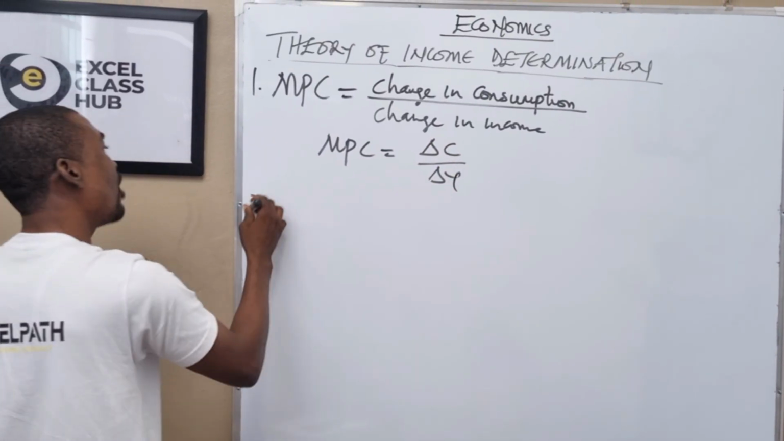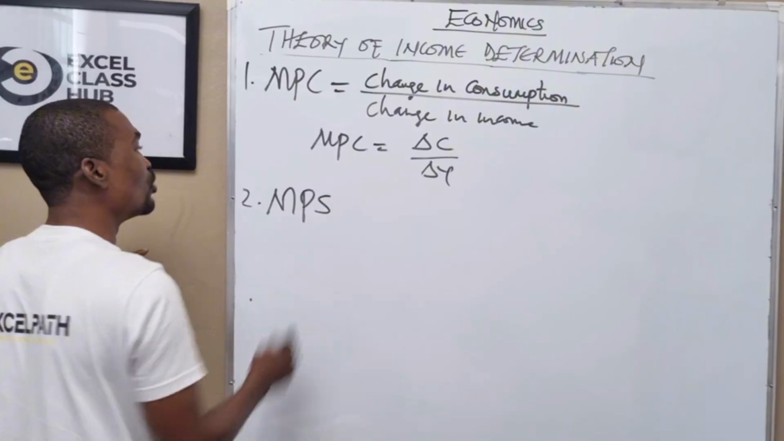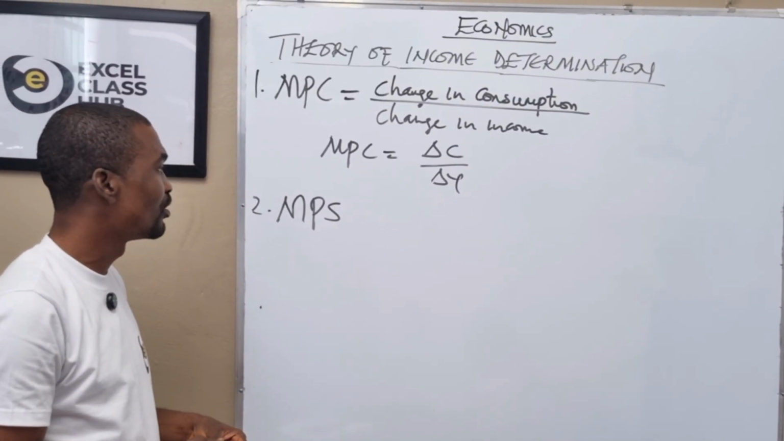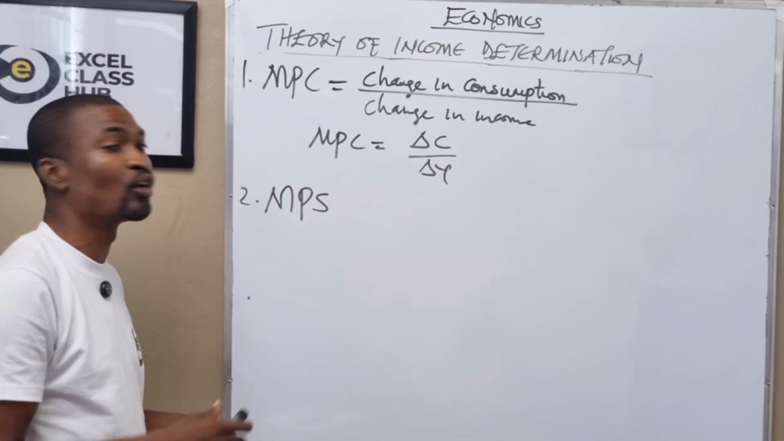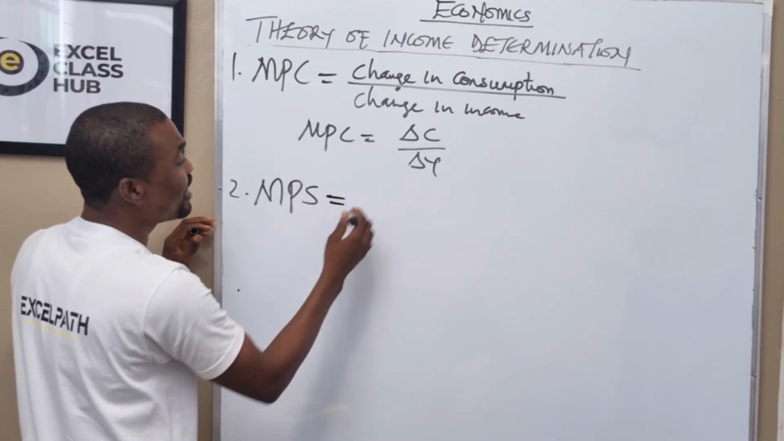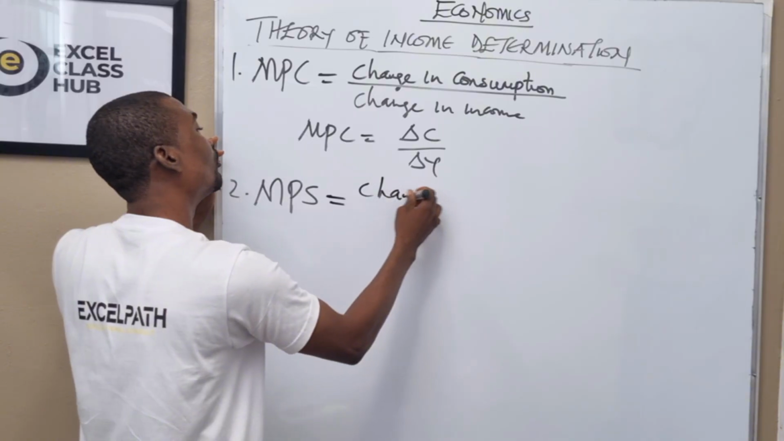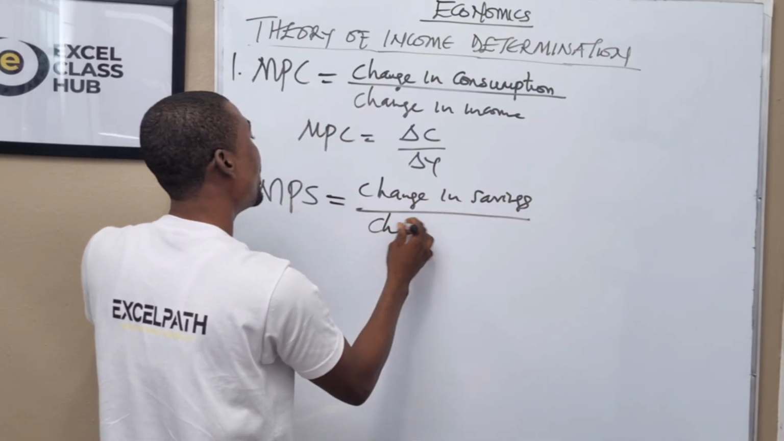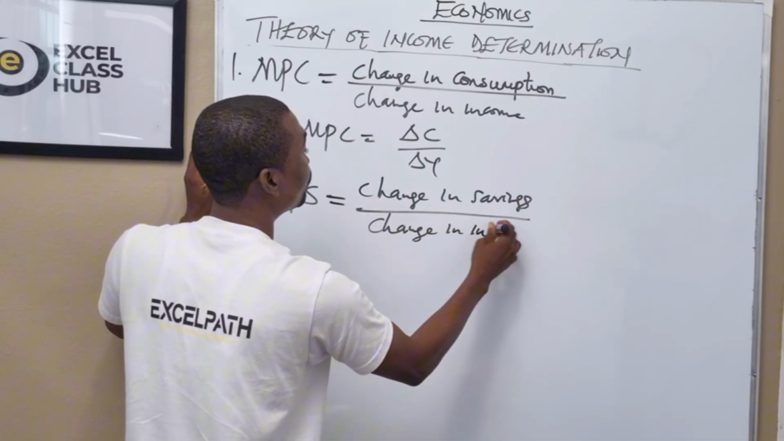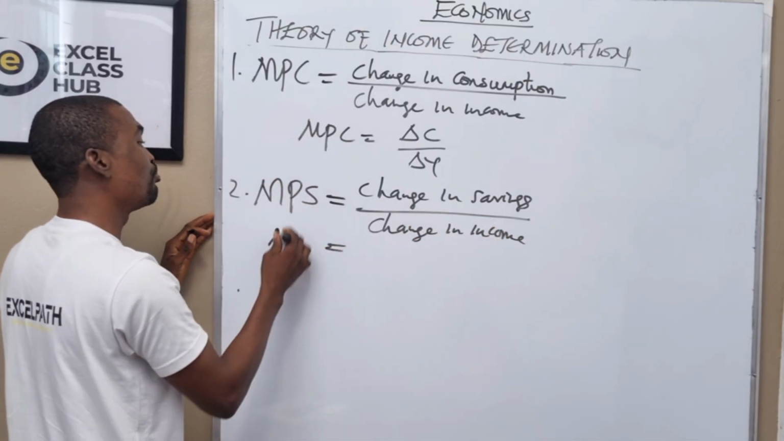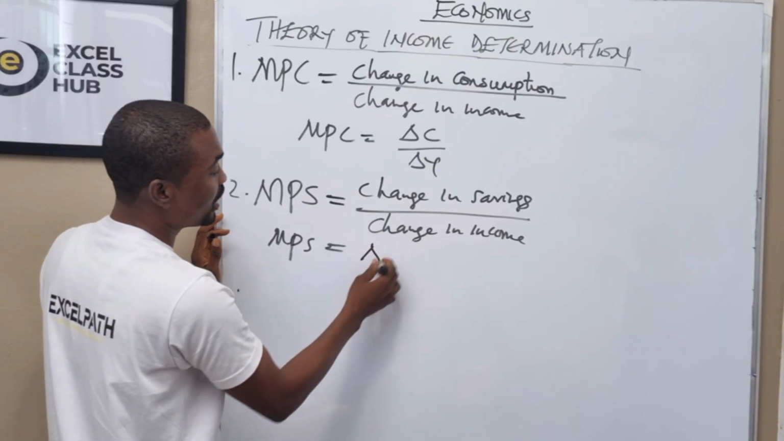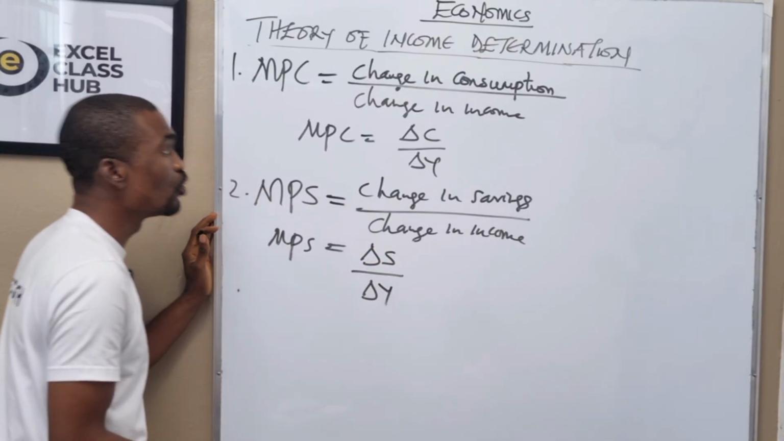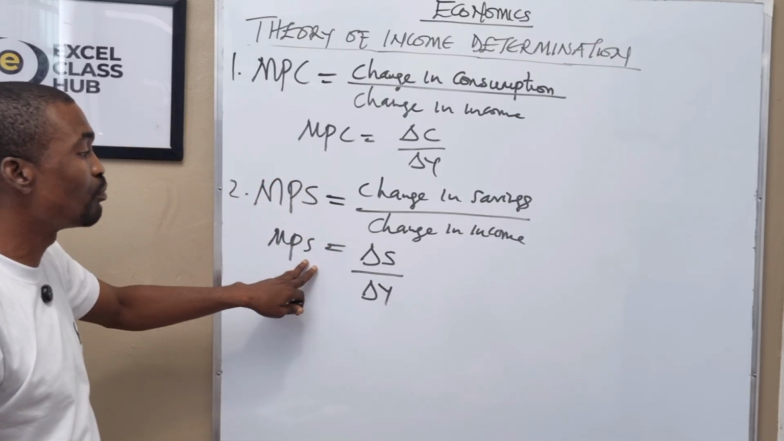Then you also have your marginal propensity to save. That is the proportion of additional savings that is being derived from the income. So MPS is equal to change in savings all over change in income. So we have our MPS, which is equal to change in S over change in Y. So this is the formula for MPC. This is the formula for MPS.